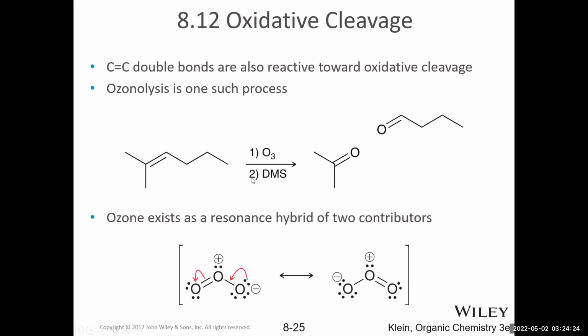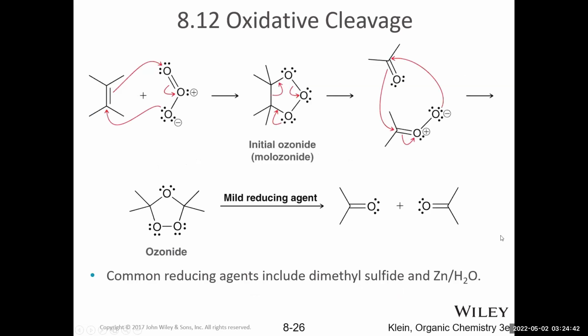So let's talk about ozone. Ozone is O3, and it exists as a hybrid of two resonance contributors, right? Where both oxygens that are terminal are sharing a negative charge, and the oxygen in the middle has a positive charge. You can imagine it's pretty reactive. So ozone will react with alkenes. Think about this oxygen with a positive charge. Remember, we've seen this before, like with the protonated epoxide.